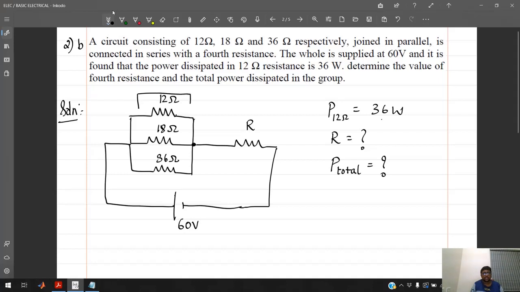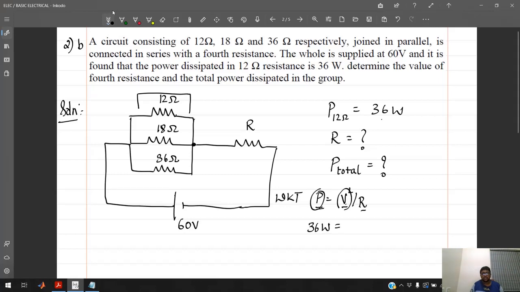So power across 12 ohm is given, and resistor is given. Based on these two, you can calculate one parameter. We know that power is equal to V square divided by R. Now what is V and what is R? Wherever the power dissipation is given across a resistor, you are going to calculate the voltage across it. Now power is given across 12 ohm.